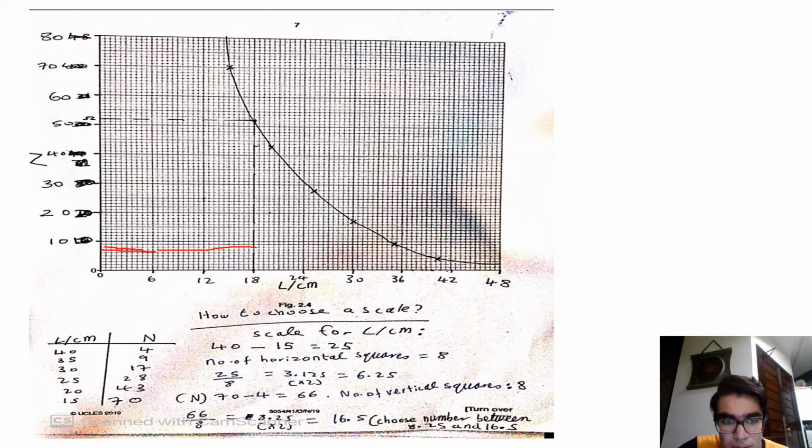After you have worked that out, you divide the value you got by subtracting the largest and the smallest value, which was 25. You divide 25 by 8 because we have 8 horizontal squares, and you get 3.125. Then you multiply 3.125 by 2, and you get 6.25. Now this is the most tricky part. Then you choose a scale, you choose an increment.